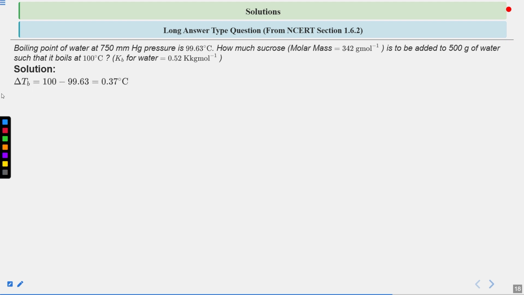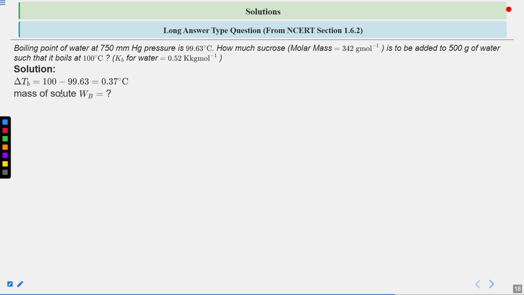So the delta TB, the change in the temperature, is clearly identified. The boiling point of water is given as 99.63 degrees Celsius, and then it says that it starts boiling at 100 degrees Celsius. So we are talking about the change of temperature. The delta TB, that is the change in the temperature of boiling, is equal to 100 minus 99.63. This will be equal to 0.37 degrees Celsius. This will be the change of temperature of the boiling point.